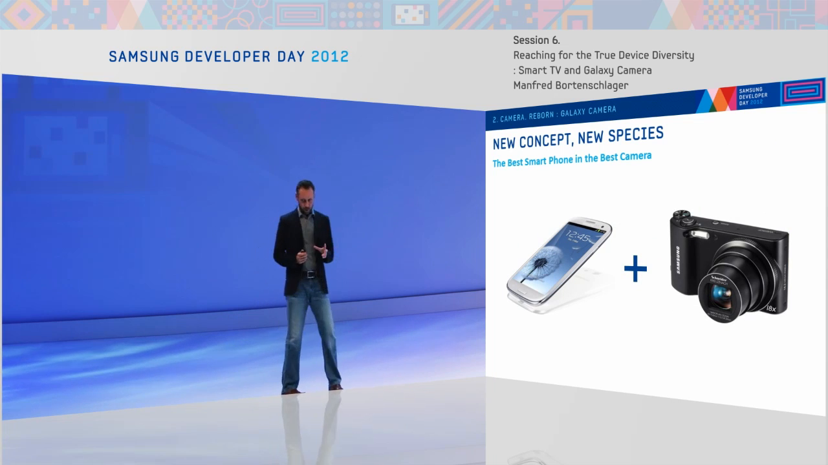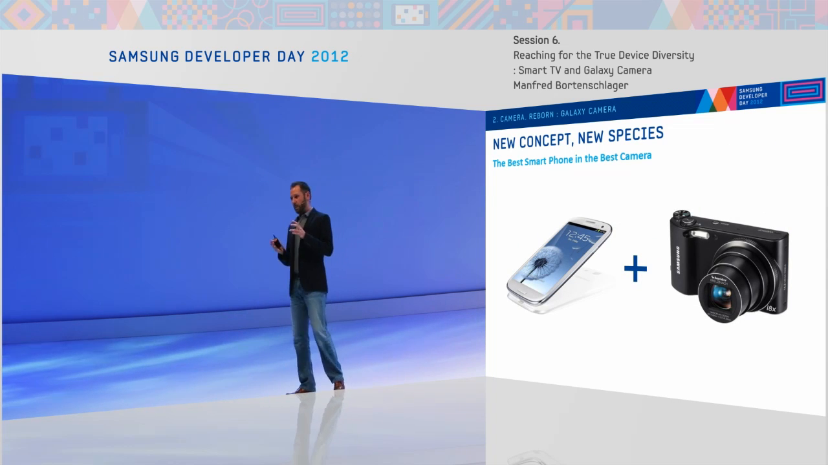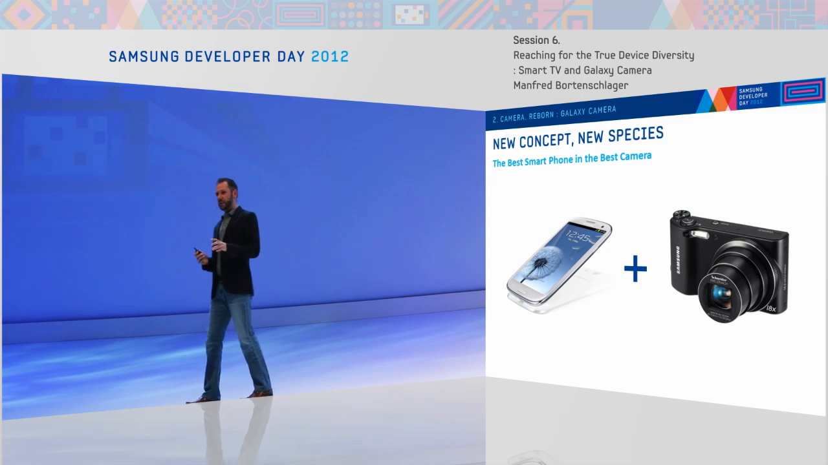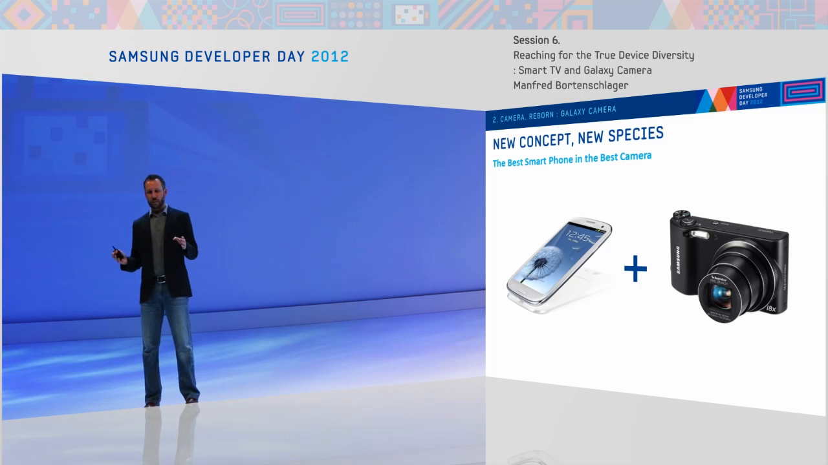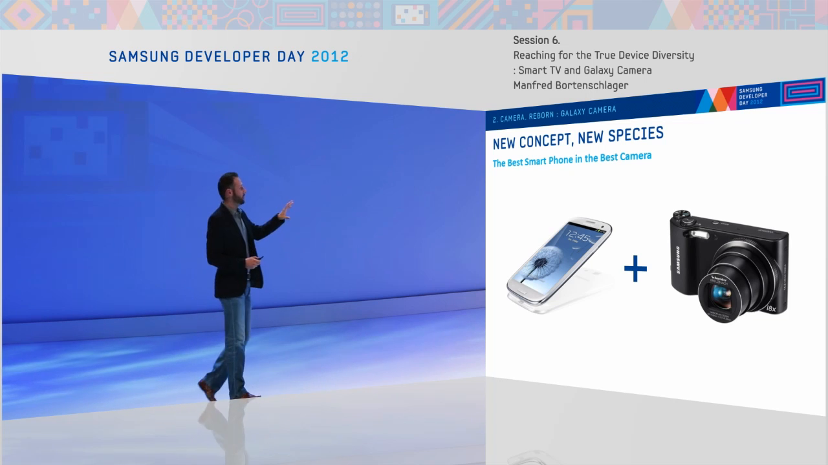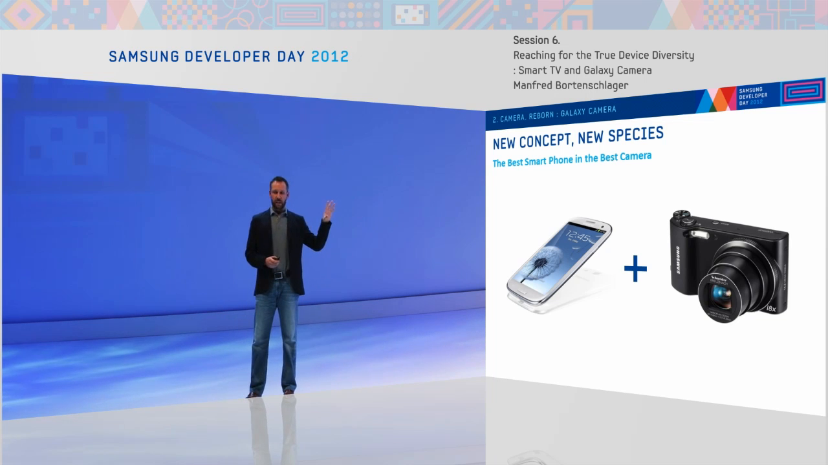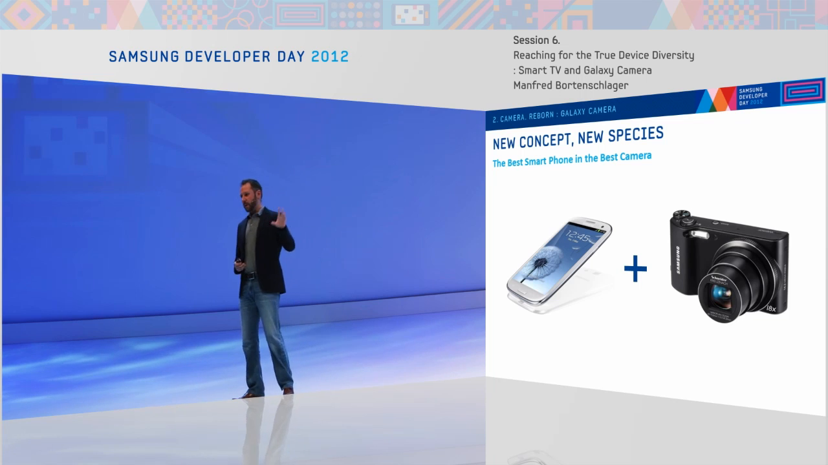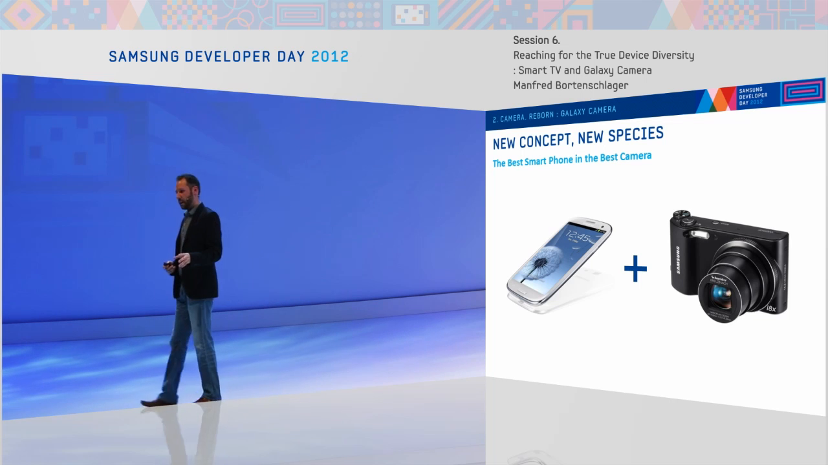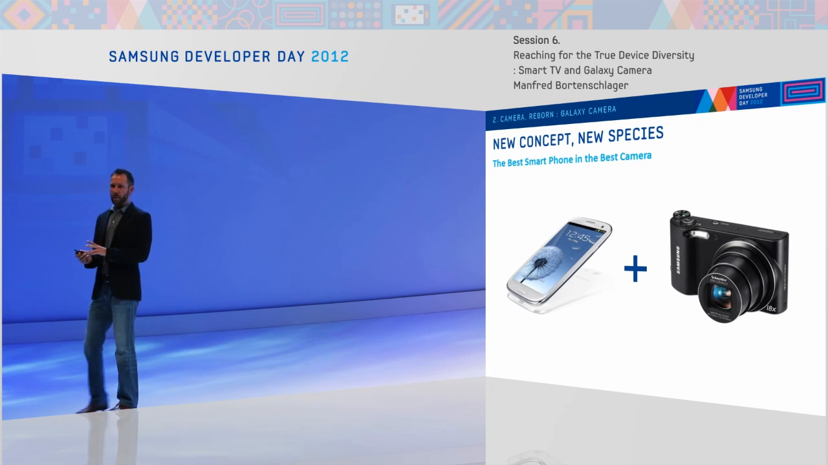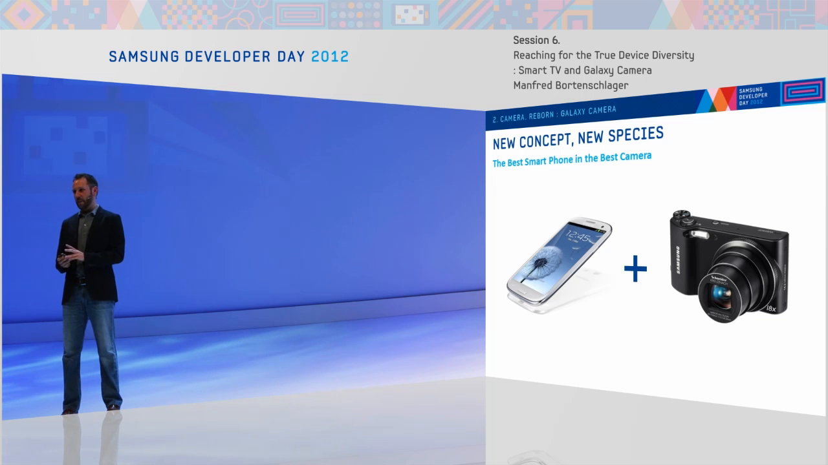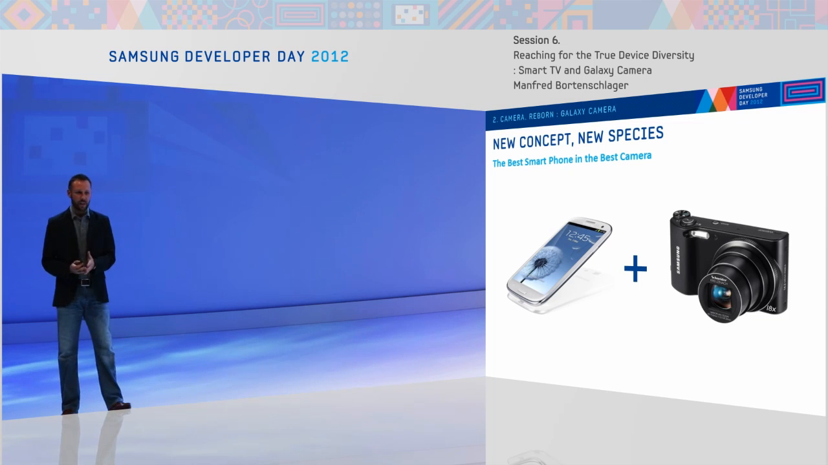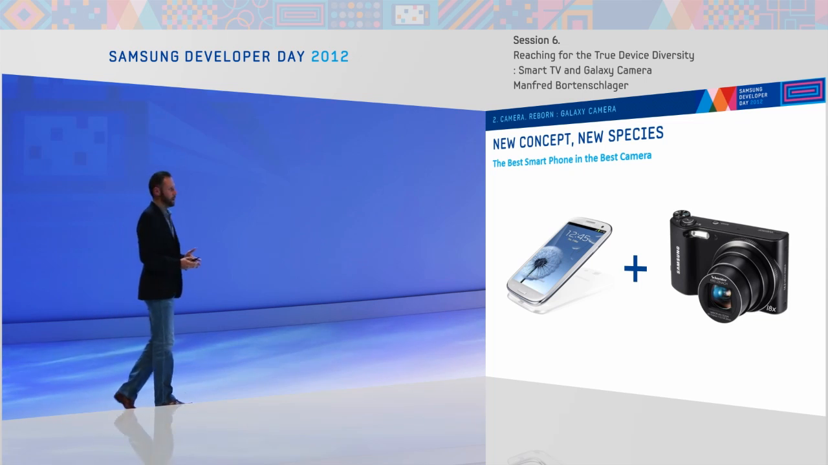So what we did with that product, we combined the best features of two worlds into one product. We took, on the one hand, the best features from our, at the moment, probably most successful smartphone, the Galaxy S3. And on the other hand, we took the features from Samsung's smart camera technology and combined them together into our Galaxy camera.